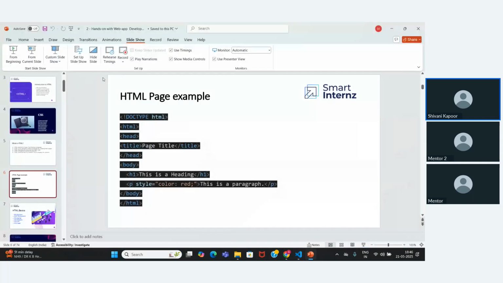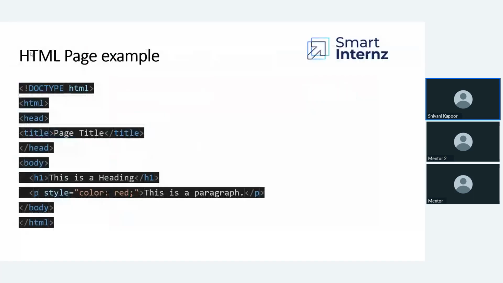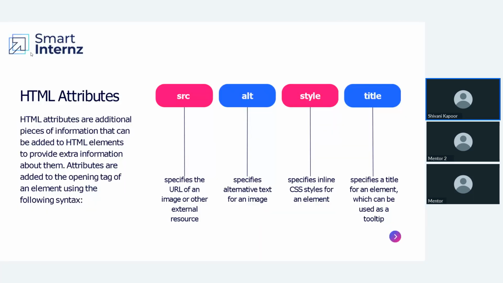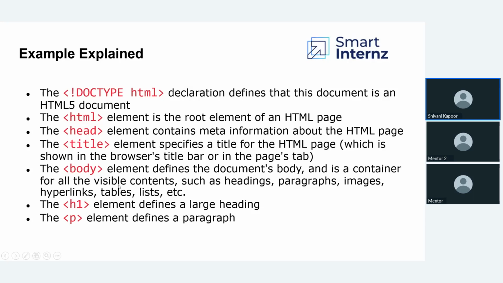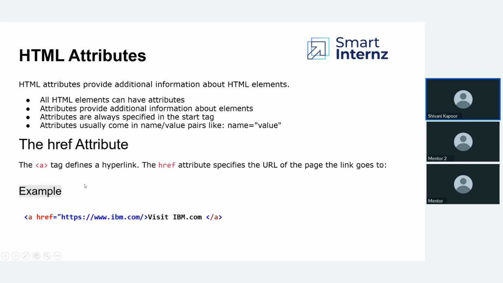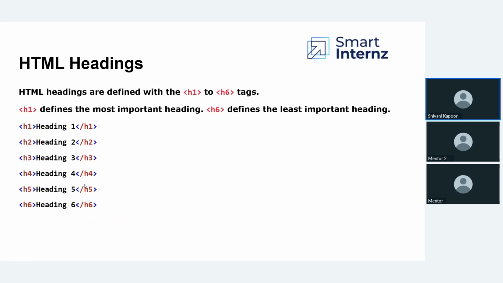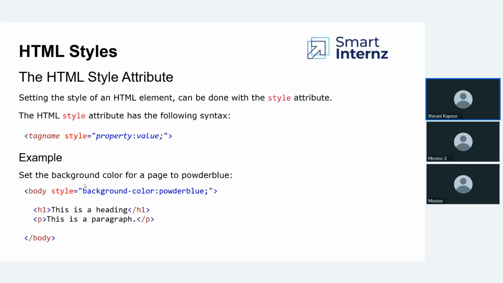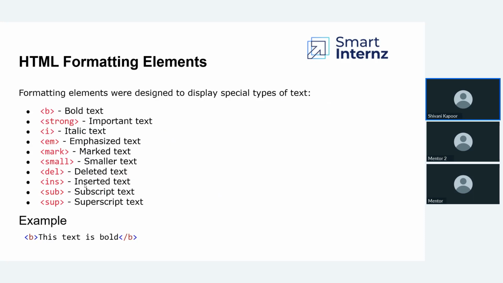Let me show you the PPT also. So this all we have discussed. We have discussed what an attribute is, and we will see different attributes also. We have discussed the H1, P tag, body, title, head, HTML, doctype, even the meta tag, and how to create an HTML element. Attributes we will discuss. Heading tags and paragraph we have discussed. Now we are discussing formatting elements. What are formatting elements? You can see bold, strong, italics, emphasized, mark, small, delete, inserted text, subscript, superscript.